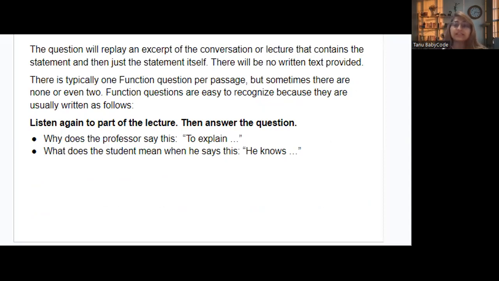Typically, there will be one function question per passage. Sometimes there are none or even two. Function questions are easy to recognize because they are usually written as follows. These are the two phrases you can see here: "Why does the professor say this?" and "What does the student mean when he says this?" So you have to look for this and then answer your question.